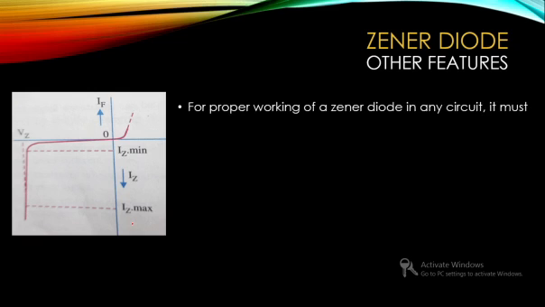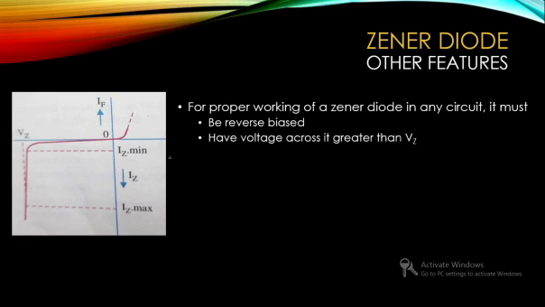Other features of the Zener diode include how proper working of a Zener diode is ensured. For that we must keep it in reverse biased mode, and the voltage given to the diode must be greater than the breakdown voltage. Only then will you be able to work it in the breakdown region, in a circuit where the current is less than IZ maximum. So we must limit our operation between IZ minimum and IZ maximum.